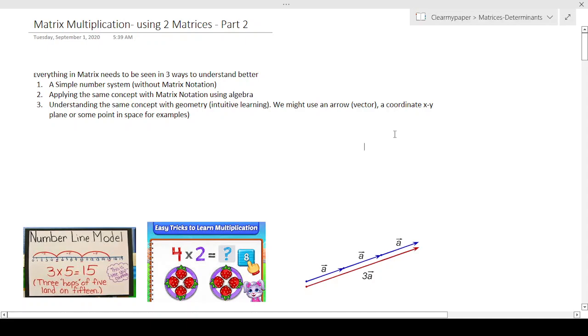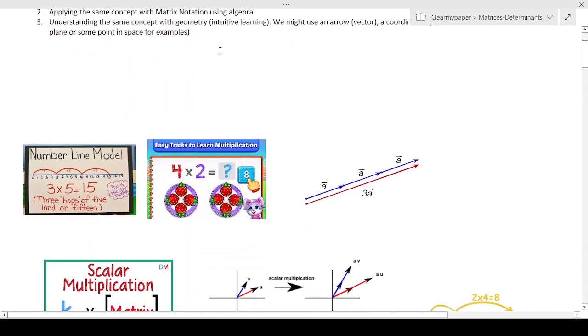Hey guys, welcome to matrix multiplication, the next session, which is part 2. Just a quick recap: in the last session, we introduced what matrix multiplication is, and we tried to understand what it means to multiply a matrix by just a number, also called a scalar. What happens when a number and a matrix get multiplied? How does it scale up or scale down, and hence it's called scalar multiplication.